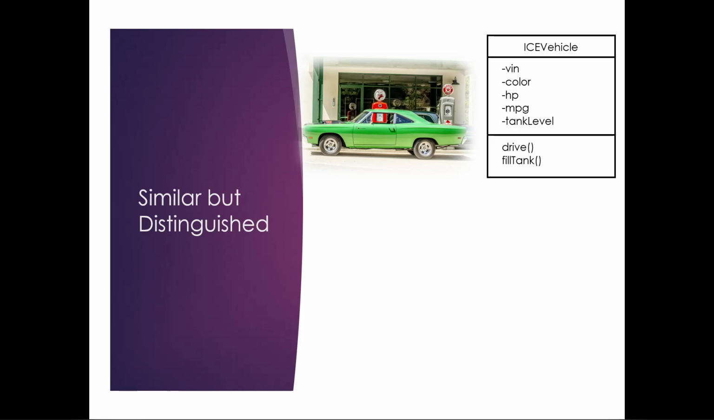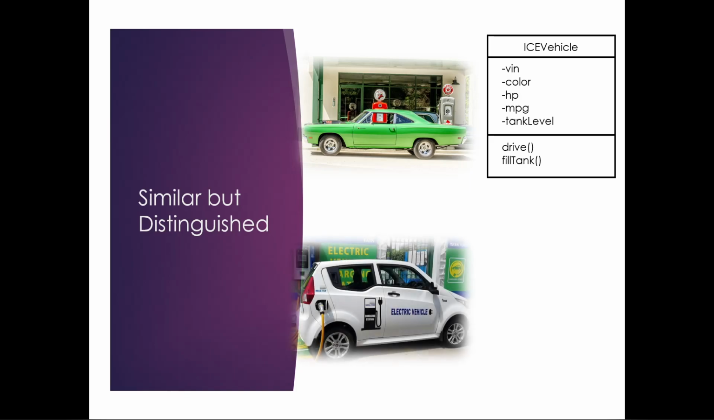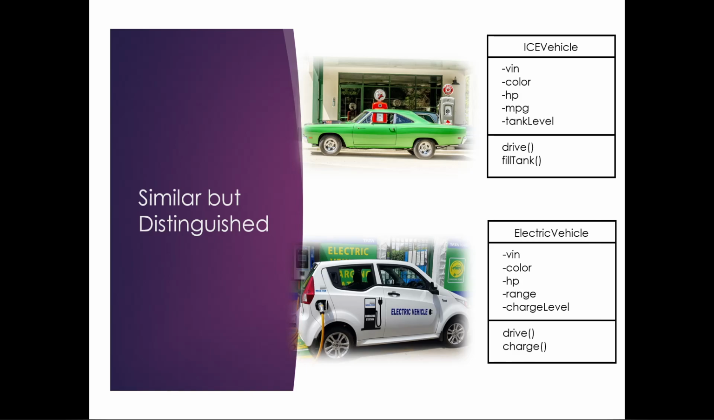Now, we might think of it as new, but for essentially as long as there's been cars, there's been the idea of an electric vehicle. And an electric vehicle has some stuff that's very common. It also has a VIN number and a color and some amount of horsepower, often higher than an internal combustion engine car of the same size. But instead of miles per gallon, we talk about the range of the vehicle, how far it can drive on a single charge, and you track that charge level instead of the tank level. Similarly, it also drives, but then you charge it instead of filling its tank.